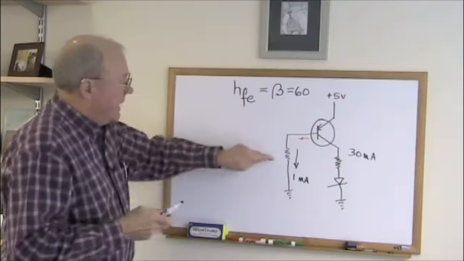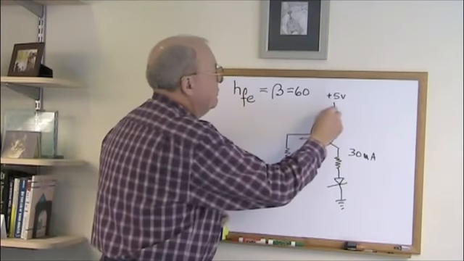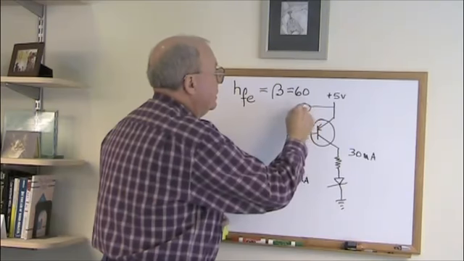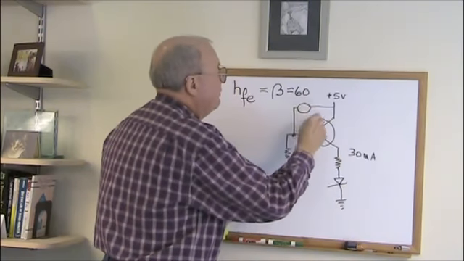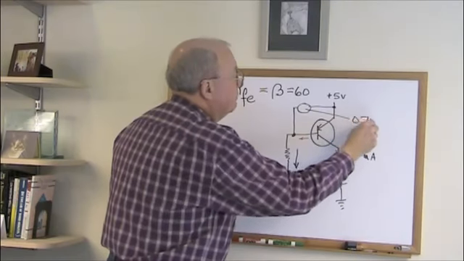Well, how do we figure out what the resistor should be? If you use a meter, you'll find that there's a voltage drop between these points of about 0.7 volts.